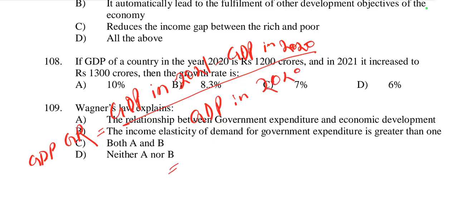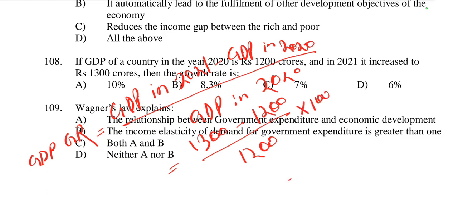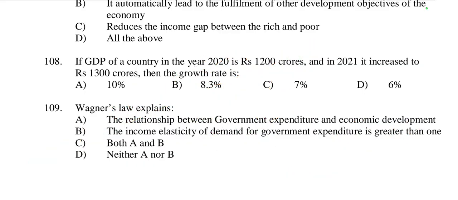So GDP in 2021 is equal to 1300 minus previous year 1200, by 1200, into 100. So the value is 100 by 1200 into 100, which is 100 by 12. When we divide 100 by 12, its value is approximately 8.33%. So 8.33 is the right option, option number B.